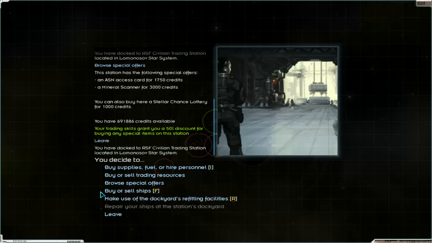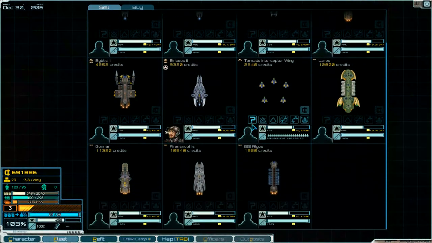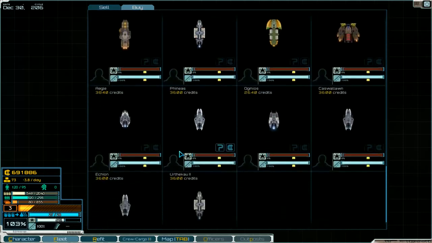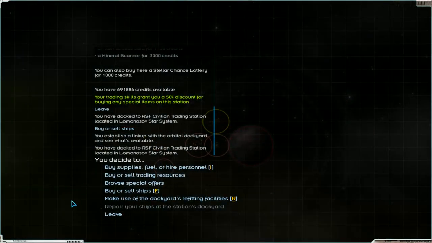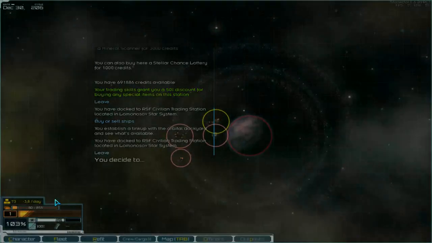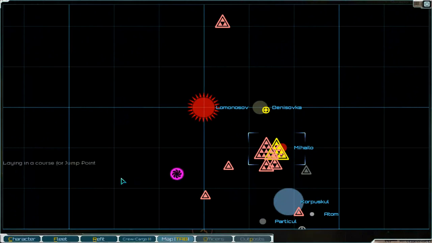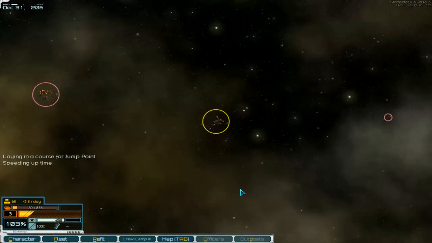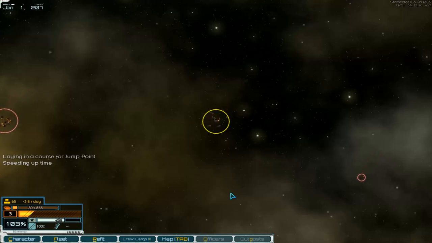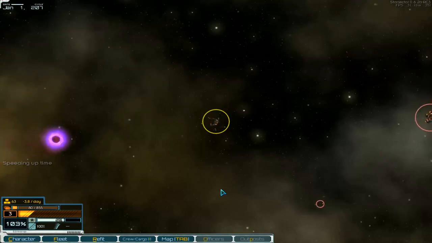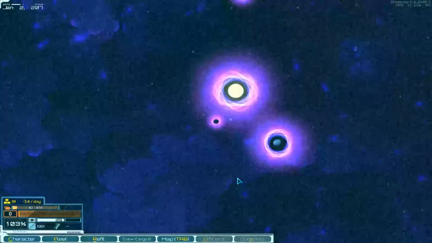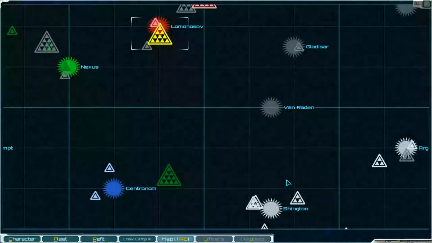Okay, leave. And have a look at the ships there. The hours, okay. Here, only transporter, freighter. Nothing interesting. I think we go to another planet and hope that there are some other ships. Okay, to the jump gate again, or jump point. Speeding up time. Where is it? Over there. And go to hyperspace. And then we go to another system.